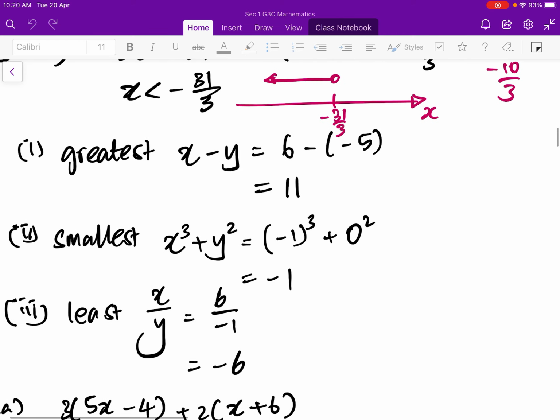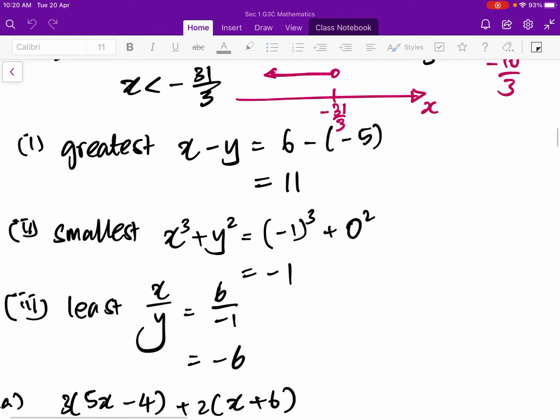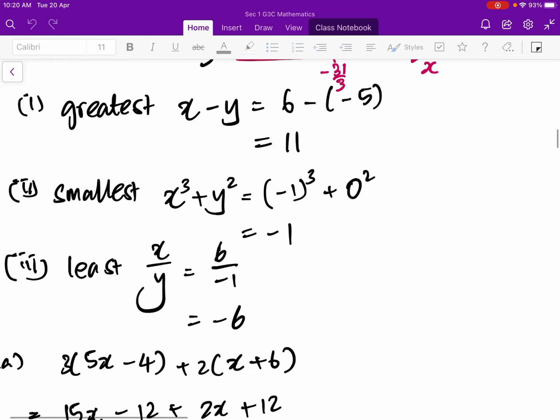Okay, then the smallest x cubed plus y squared, I have -1. What do you have? So check if you have something smaller, check with me. Maybe I made a mistake. Part 3, the least value of x over y, I have it as -6. If you have something smaller than me, let me know. Maybe I made a mistake.